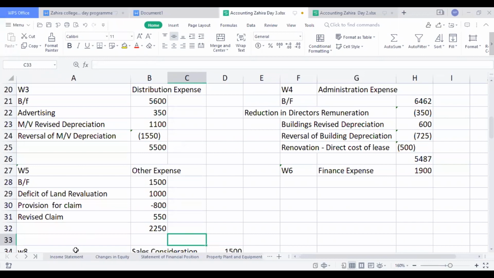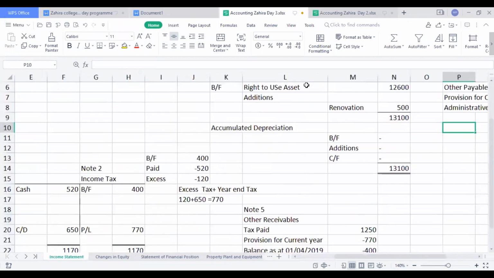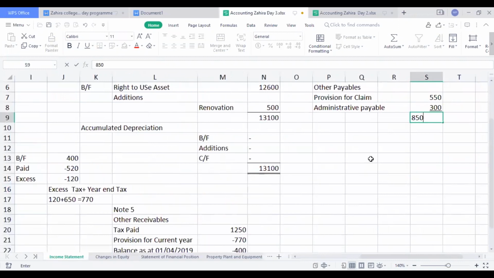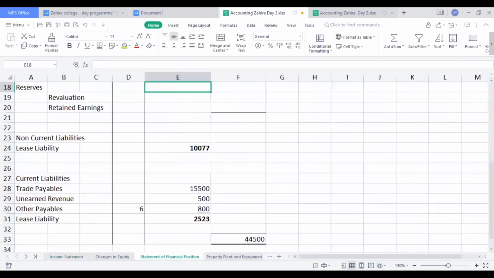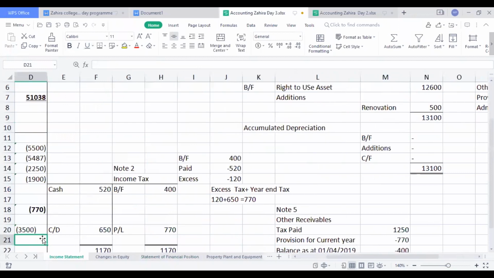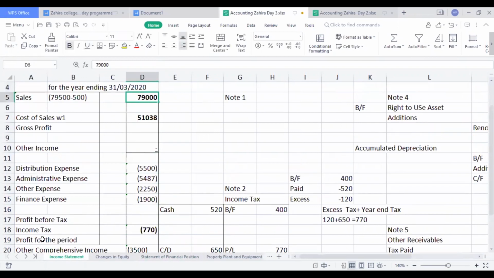So now I move on to my income statement. Let me finalize the note. It's 850. Then we have the statement of financial position, other payables 850. Then we have finalized the income statement. Let me find the profit before tax. So got 51,038 from 79,000. So this should be a deduction, the bracket value.